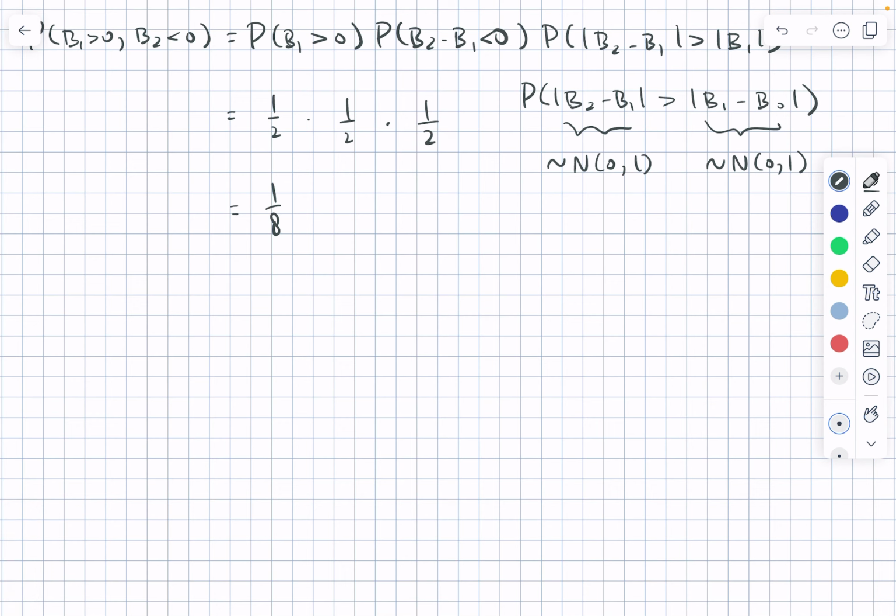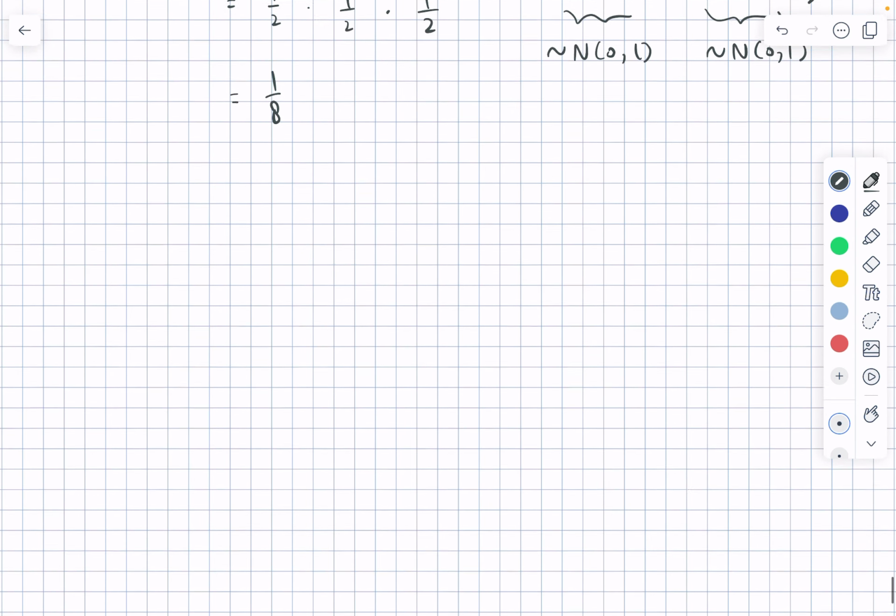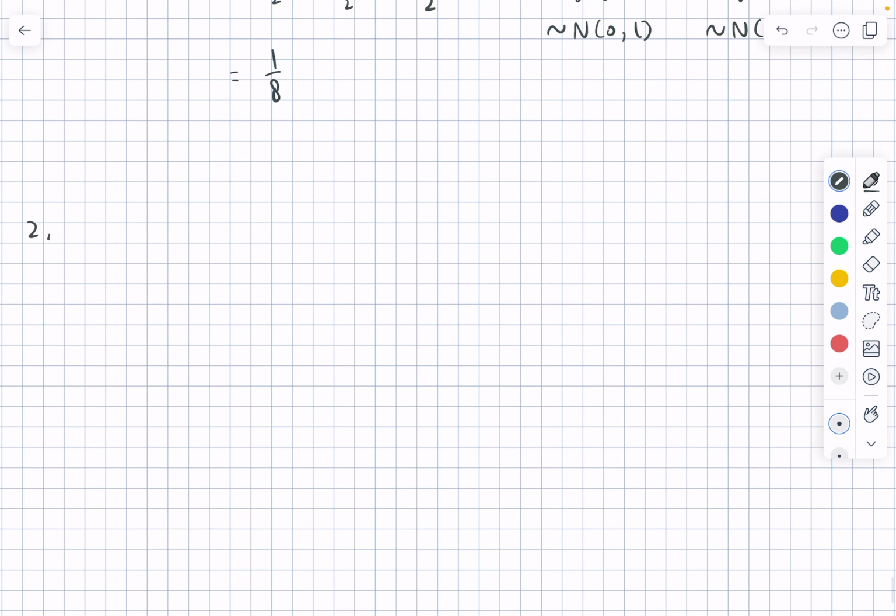So moving on to the second question, question 2: what is the correlation coefficient or covariance?